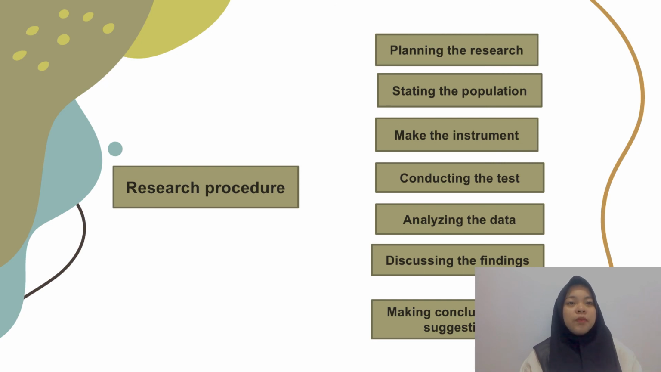Research procedure. First, planning the research, then stating the population, making the instrument, conducting the test, analyzing the data, discussing the findings, and making conclusion and suggestion.